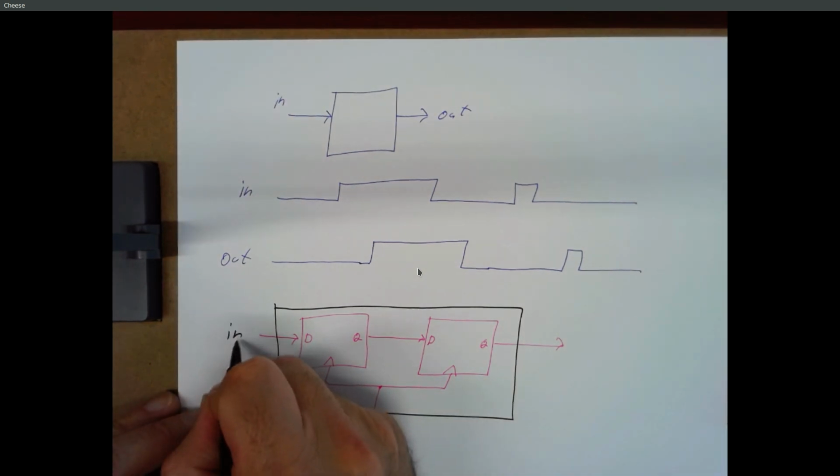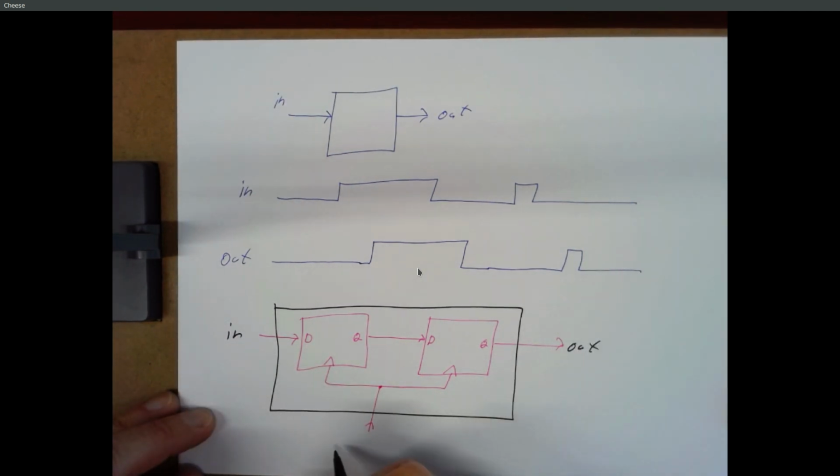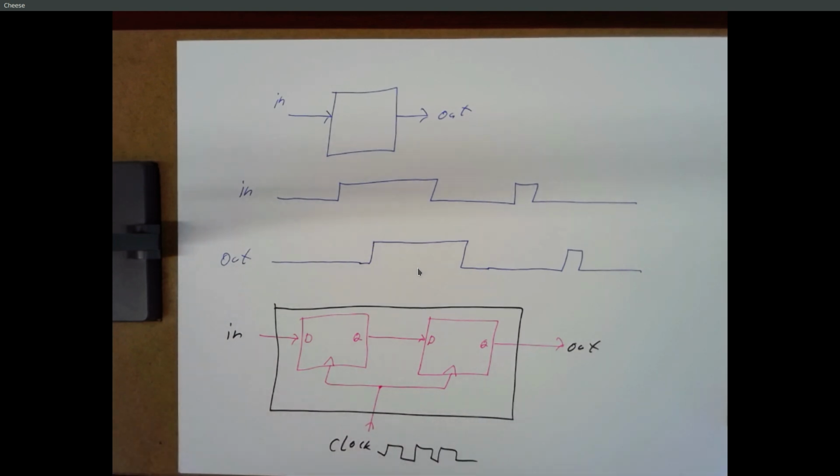So here's in, here's out, and here's our clock. All right, what does the circuit do? What happens the first time that the clock ticks from 0 to 1? What goes on inside this circuit?